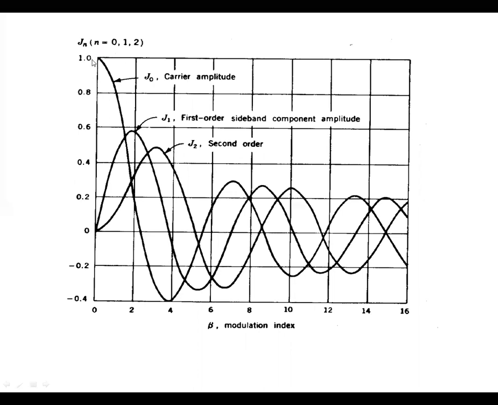J naught is present at maximum magnitude, J1 is present at 50% reduction of the maximum magnitude of the first one. This is the first harmonic, the second harmonic. This is J naught, the fundamental harmonic. J1 is the first harmonic, J2 is the second harmonic.